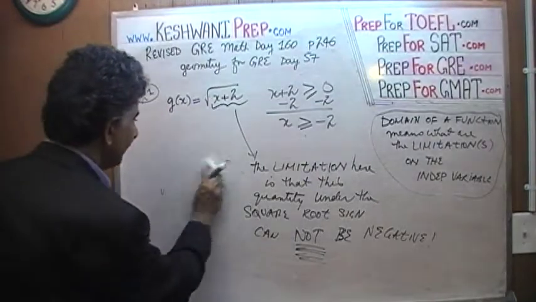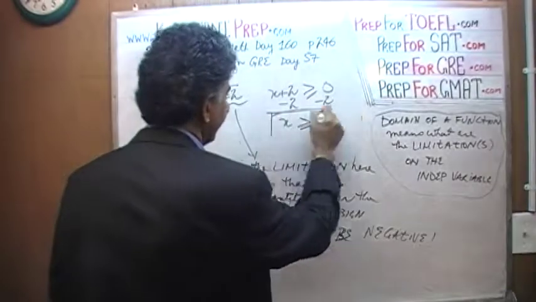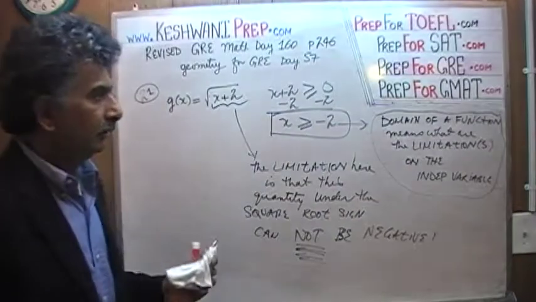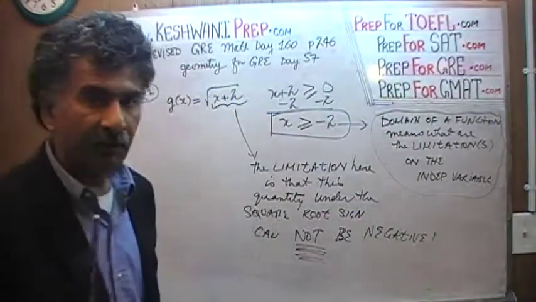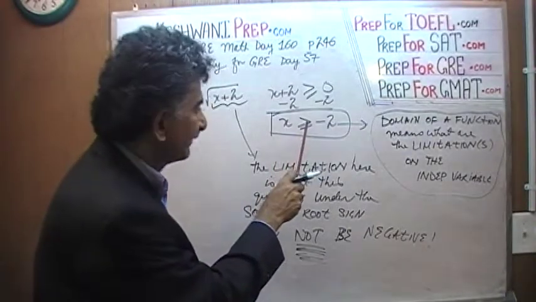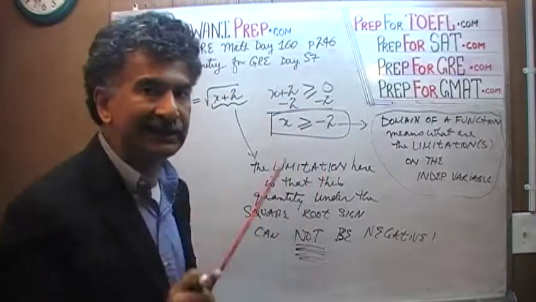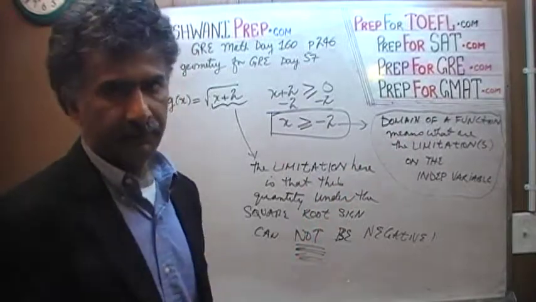If they ask you to show this, this is called the domain. This is the domain right here. Domain of a function means what are the limitations on the independent variable? The limitation on the independent variable is that it's got to be at least negative 2. That's how we say it in English language. It has to be at least negative 2. It can be equal to negative 2 or something more than that.